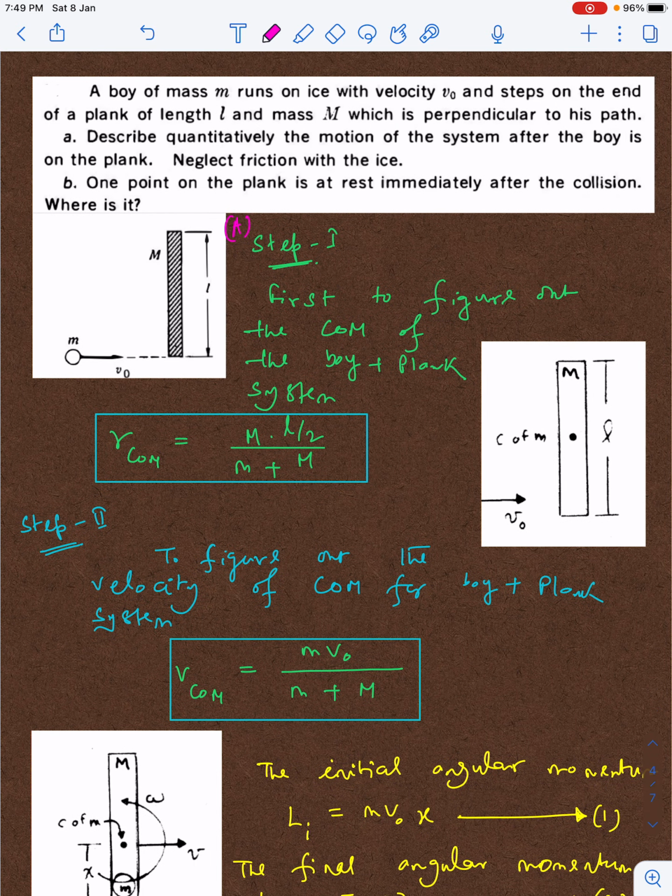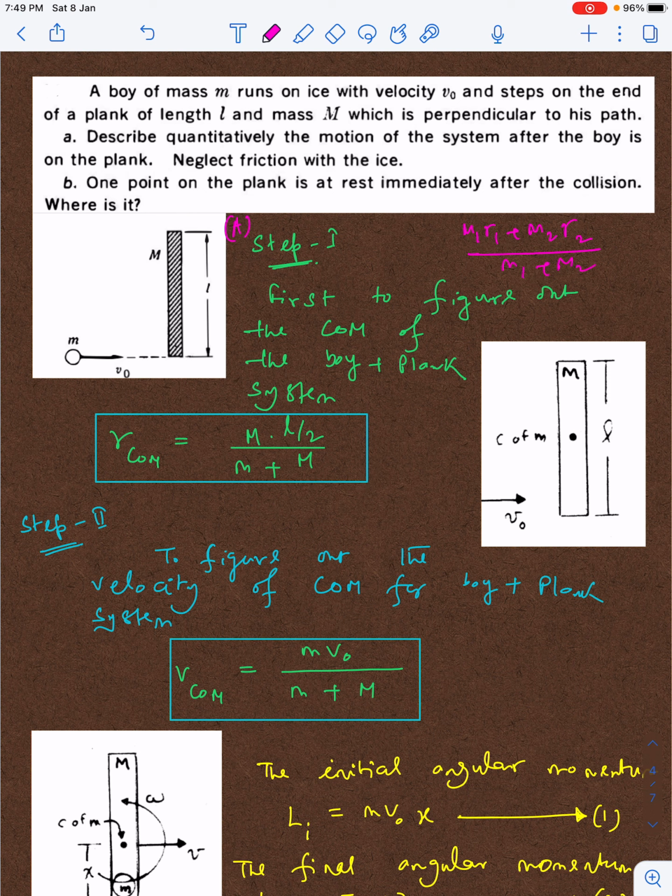What they are giving? That a boy of mass m runs on ice with velocity v0 and steps on the end of a plank length L, mass m, which is perpendicular to the path. Describe quantitatively the motion of the system after the boy is on the plank, neglect friction with ice. Second point, one point on the plank is at rest immediately after collision. Where is it? So we'll do step by step. First step. So first figure out the center of mass of the boy plus plank system. So I can simply apply the equation that m1r1 plus m2r2 divided by m1 plus m2.